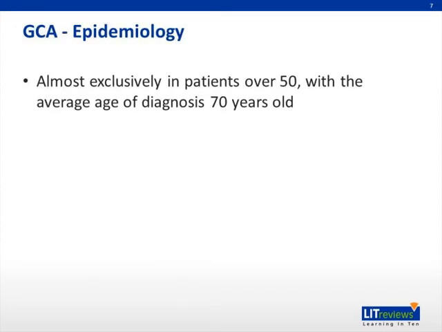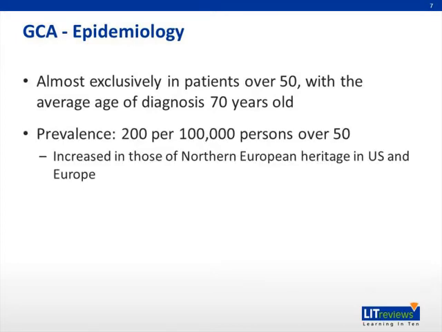GCA is almost exclusively found in patients over 50 years old, and the average age of diagnosis is around 70. The prevalence of this disease is approximately 200 per 100,000 persons over 50 years old. An increased prevalence has been observed in those of Northern European heritage in the US and Europe.